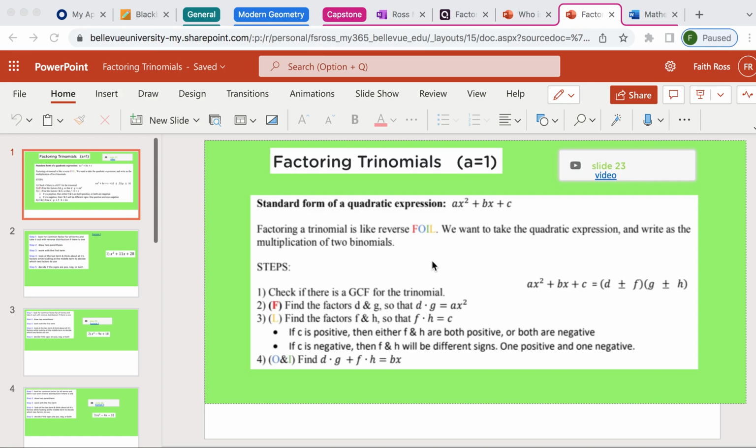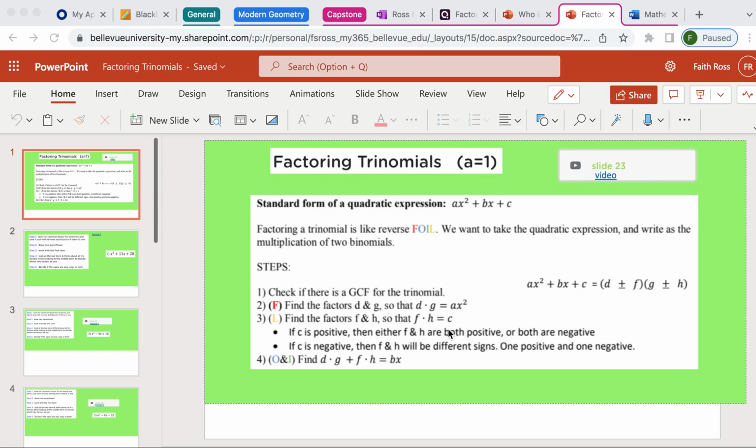And what we want to do is first check if there is a GCF that we can take out of the trinomial. And then we are going to factor. So the first thing that we want to look at is our x squared, and we want to turn our x squared into our d and g. And this will make a lot more sense once we get into an example, but for now I just want you to see the variables of how these connect.